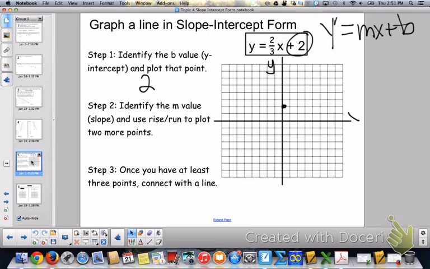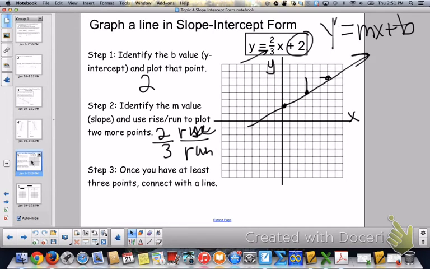Remember, y-axis and x-axis. Identify the m value. m value is slope, so that is 2/3. Now, that's rise over run. Remember, that's our slope. So, that does look like rise. From the y-intercept, we count up 2 over 3. Okay? Up 2 over 3.